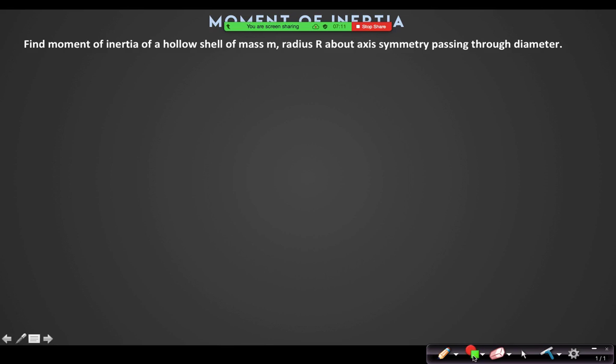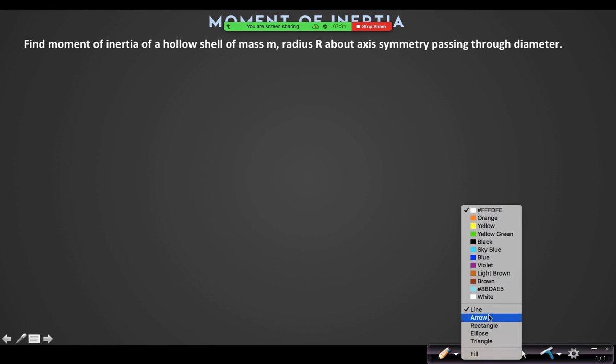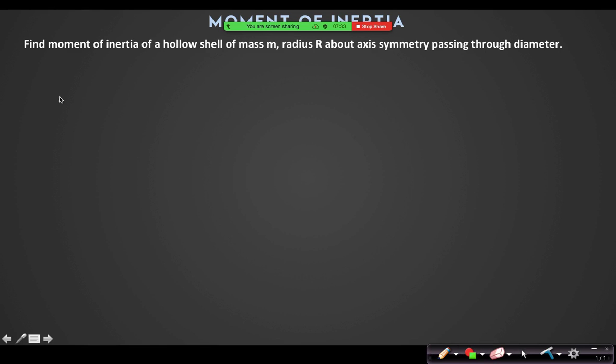Let us start our class first by solving moment of inertia of hollow shell. There are two ways to solve this. We can integrate it and use the definition of moment of inertia, or we can use the property of moment of inertia. Let us assume this is a hollow shell.